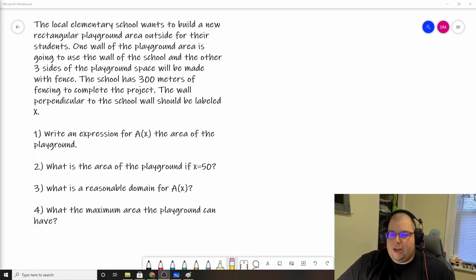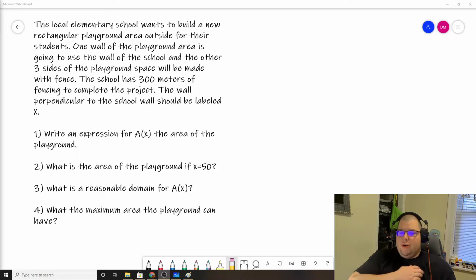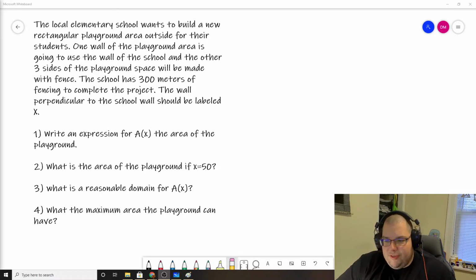Number 1, write an expression for A of X, the area of the playground. Number 2, what is the area of the playground if X equals 50? Number 3, what is a reasonable domain for A of X? And number 4, what is the maximum area the playground can have?